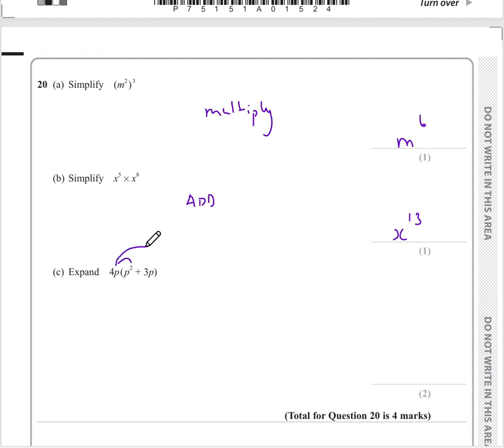And when we expand this bracket, we're going to multiply both terms by 4p. It's going to give me 4p to the power 3 plus 4p times 3p. So 4 times 3 is 12. P times p is p squared. You might be tempted to try and simplify this further. It doesn't. We just need to keep that as 2 terms.